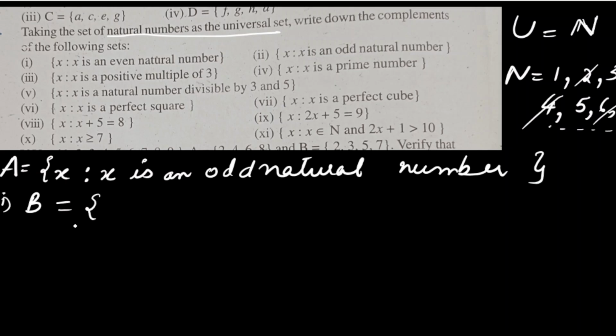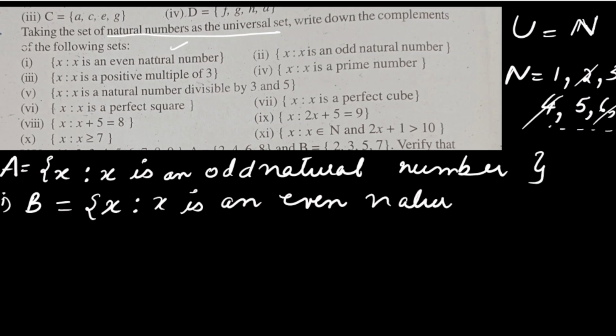Because complement means we have to write that set which does not contain these elements. So second one is X such that X is an odd natural number. If X is an odd natural number, its complement will be the opposite: X is an even natural number. So its complement will be even natural number, because even natural number will not contain odd numbers. So here we can write this set. Then third one, I'll be writing as set C.